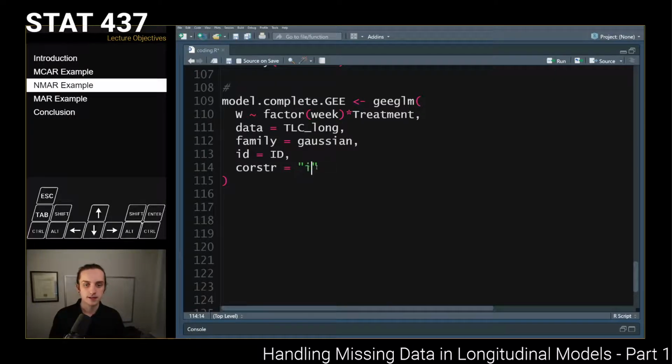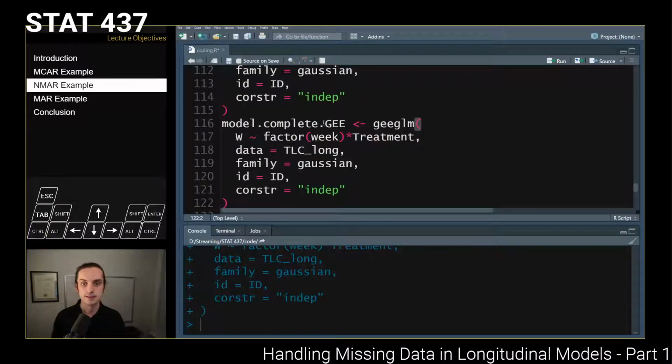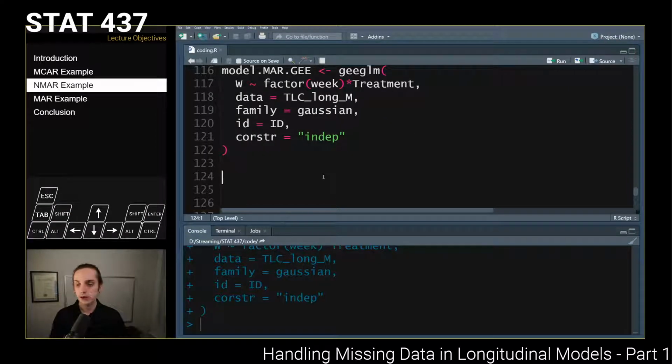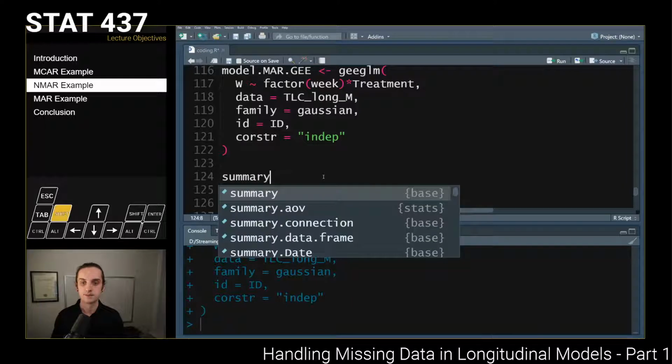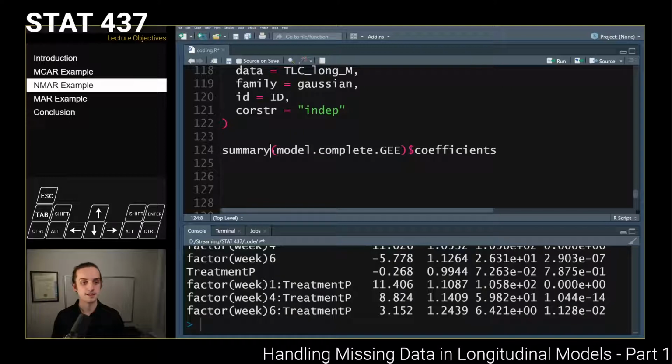So if I had gone through and made an independence assumption, right? So we're assuming that all of the components are independent of one another. And if I take a look at the model complete, where instead of it being complete, we're using the missing at random data, so instead of TLC long, we use TLC long M, right? And we just take a quick look at the summary for the model complete GEE, and we look at the coefficients there. And then we look at the same thing for the missing at random model.